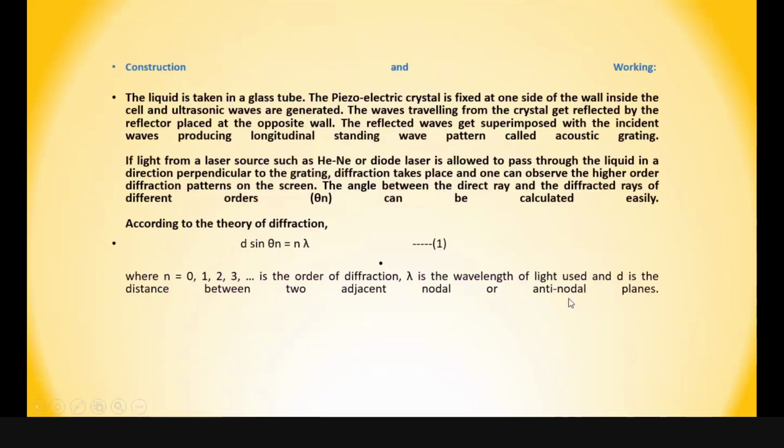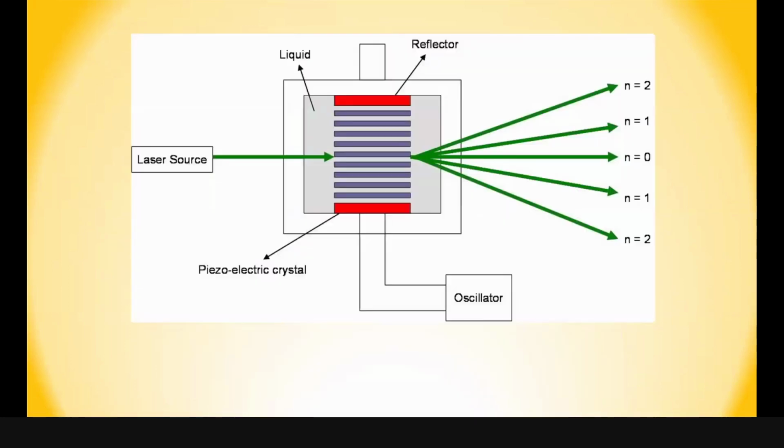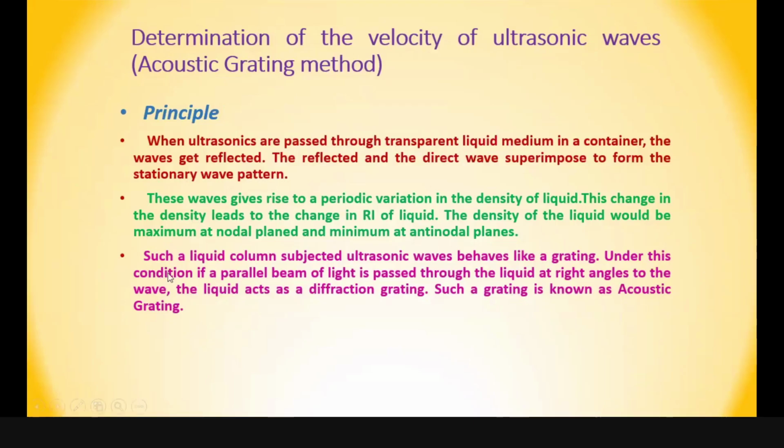So what it says, let us go to the principle. When ultrasonic waves are passed through a transparent liquid medium in a container, the waves get reflected. The reflected and the direct wave superimpose on each other to give the standing wave pattern, stationary wave pattern. These waves give rise to a periodic variation in the density of the liquid, right?